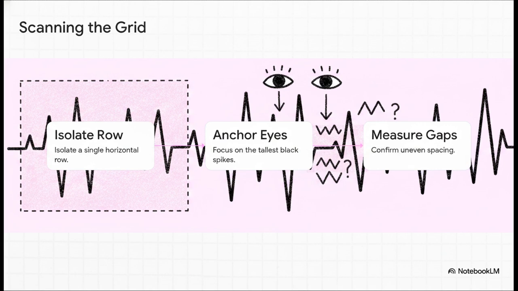To read a multi-row grid like this without panicking, just follow these exact steps. Step 1. Isolate a single horizontal row. Just pick one, let's say the middle row, and completely ignore the rest of it. Step 2. Anchor your eyes on the tallest black spikes in that specific row. Step 3. Visually measure the gaps between those spikes. When you do this, boom, you'll instantly confirm what we saw earlier. The distance between them is constantly shifting. The spacing is undeniably uneven. And if you trace the line between those irregularly spaced spikes, you're going to see those same chaotic, squiggly baselines popping up again all across the grid.